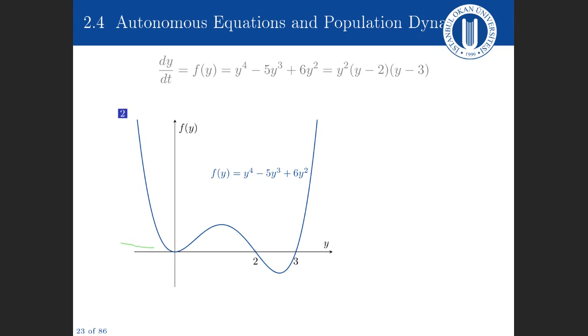Just here, the function is positive, so arrow to the right. Next part, the function is positive, arrow to the right. Then the function is negative, so arrow to the left. And then finally, the function is positive, so arrow to the right. There we go.